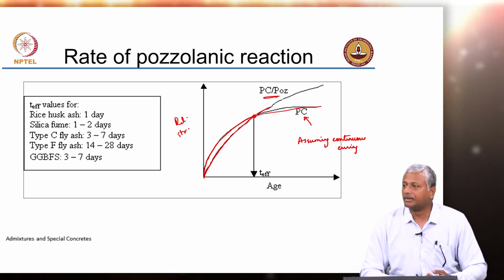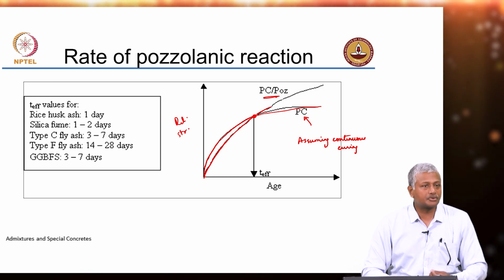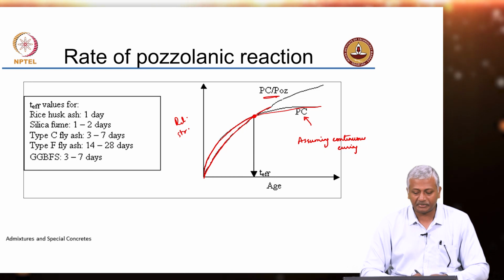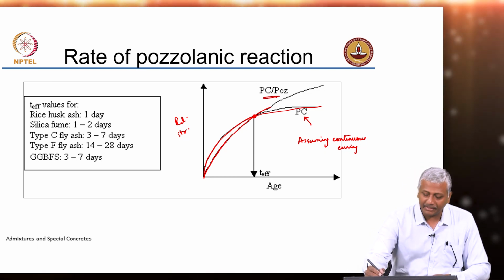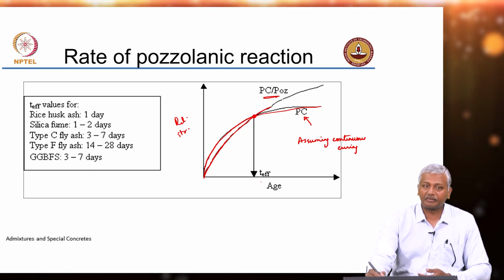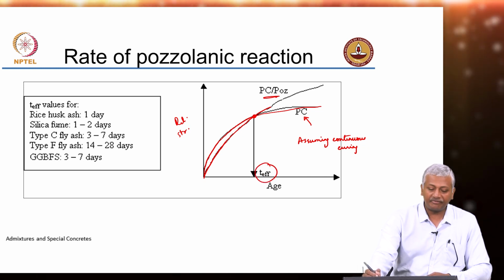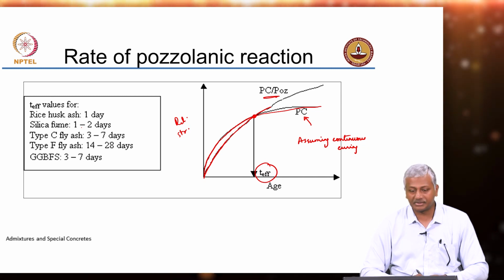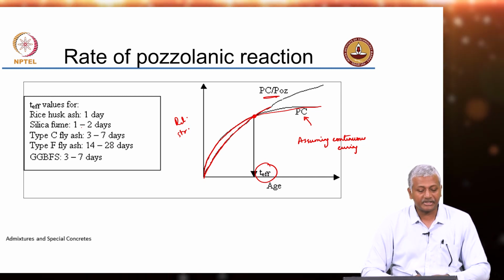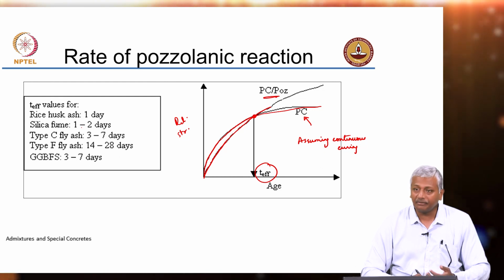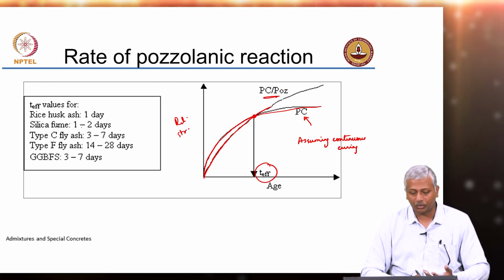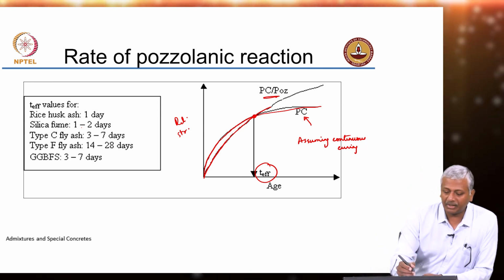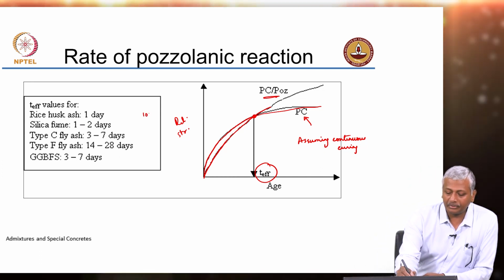We can do this comparison with respect to other sorts of mechanical properties also, but this is just a comparison with respect to strength. So, if you define the age at which this overtaking of the cement strength happens as T effective, the values of T effective for the different compounds are presented in this table. So, rice husk ash is generally quite highly reactive, so this can happen within 1 day. Silica fume can happen within 1 or 2 days.